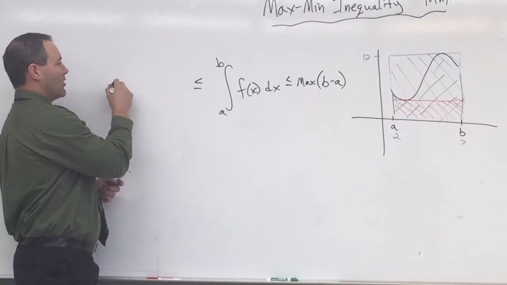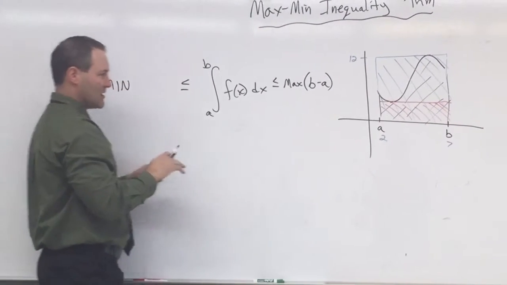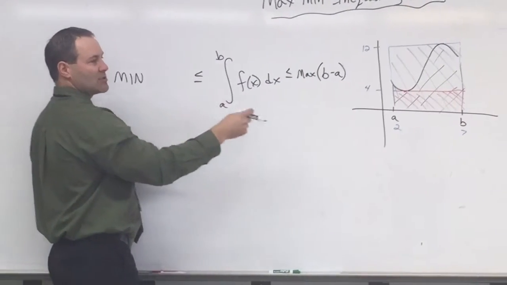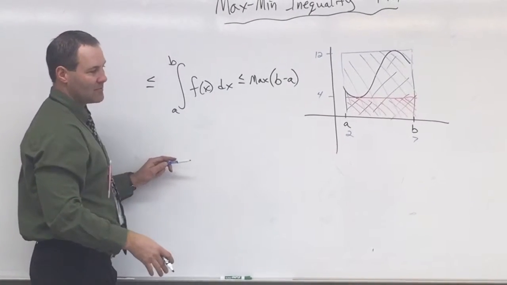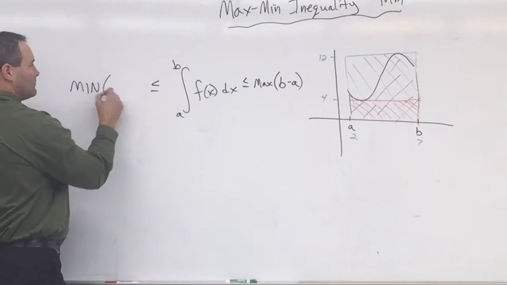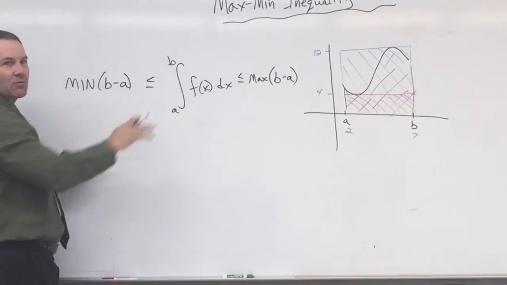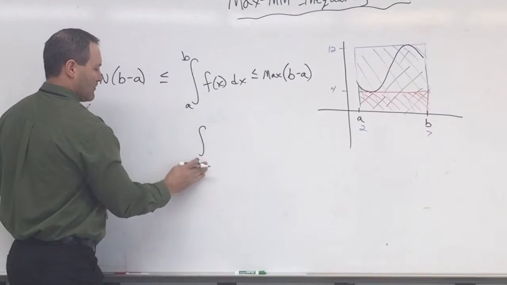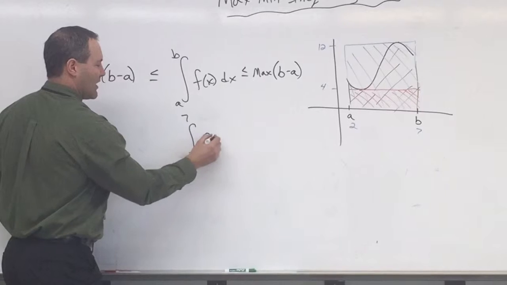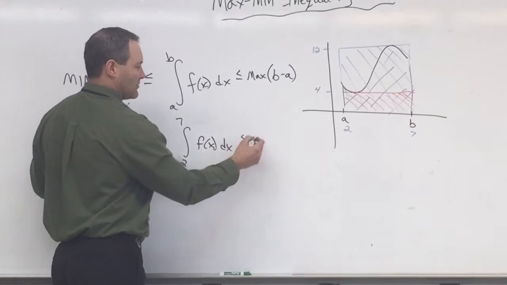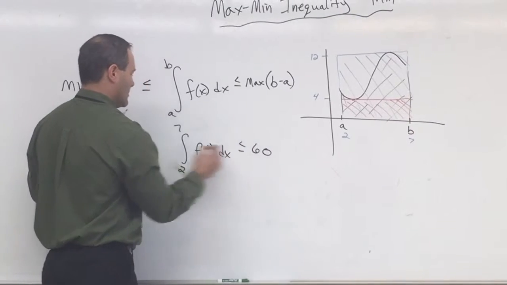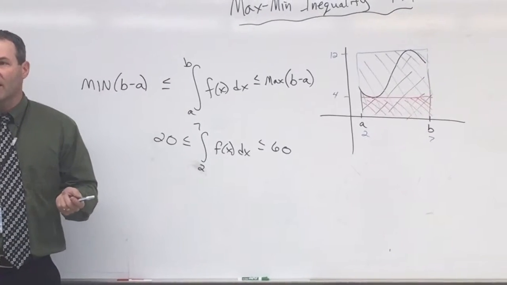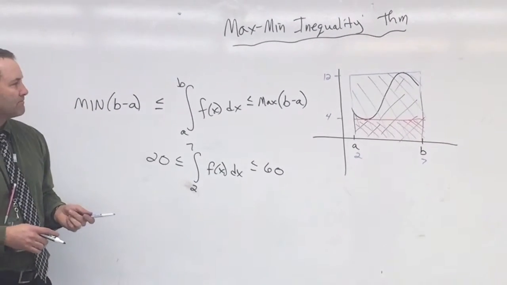So what are we going to do here, you think? From 2 to 7, find out what the minimum is. Let's say it's 4. And then the red area would be 4 times 5, which is 20, right? Okay, so this is the formula I just wrote in general terms. In this case, we would say the integral from 2 to 7 of f of x dx has to be less than or equal to 60 and greater than or equal to 20. Very intuitive, right? Yes.